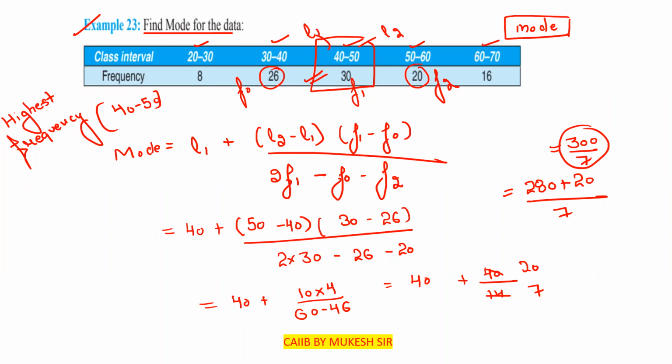When we calculate 300 divided by 7, it comes out to basically 42.857. So this will be the answer.